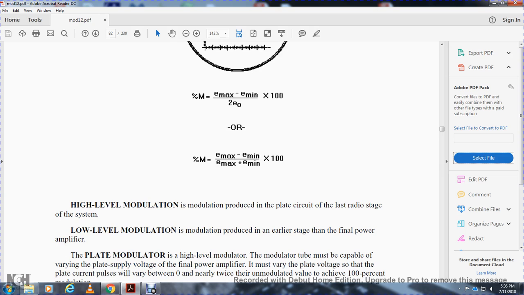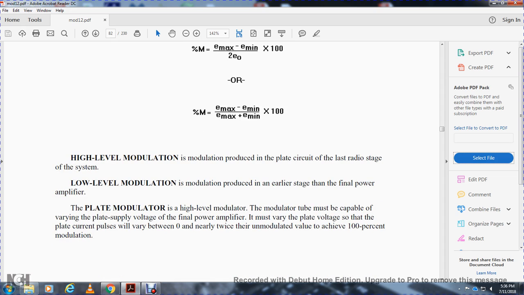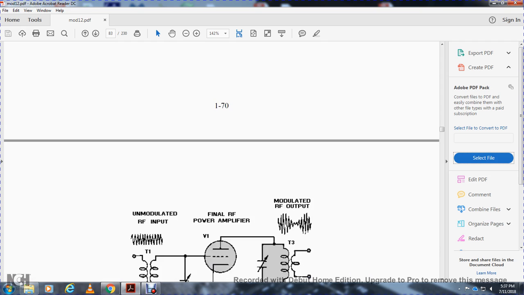High level modulation is produced in the plate circuit of the last radio stage of the system. Low level modulation is produced in the earlier stages before the final power amplifier. In plate modulation, a high level system, the modulator tube must be capable of varying the plate supply voltage of the final power amplifier so that the plate current pulses vary between 0 and near twice the unmodulated value for 100% modulation.